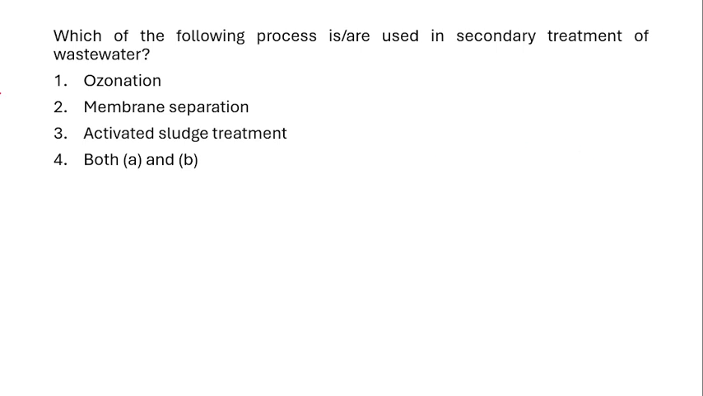Now the second question is, which of the following processes is used in the secondary treatment of wastewater? So initially you have a primary treatment, right? In the primary treatment, it is mostly to remove the solids. And then comes your secondary treatment, which is also called the biological treatment. It is mainly to remove the BOD, and the BOD is removed with the help of biological organisms.